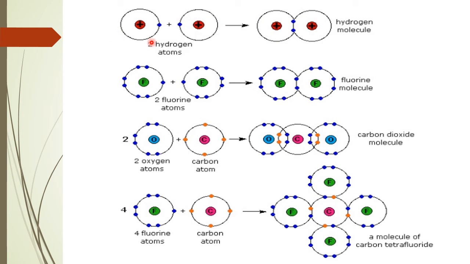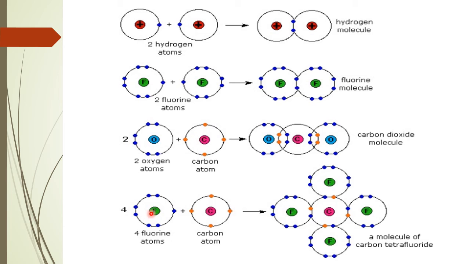Now there are some examples. See, hydrogen, we have explained how it forms a hydrogen molecule sharing one electron. Fluorine atomic number is 9, so 2, 7. So valence shell has 7 electrons here, 7 electrons here. They share one electron with each other, forming fluorine F2. Oxygen, carbon dioxide, we have already discussed how carbon shares 2 electrons with this oxygen, 2 electrons with this oxygen.